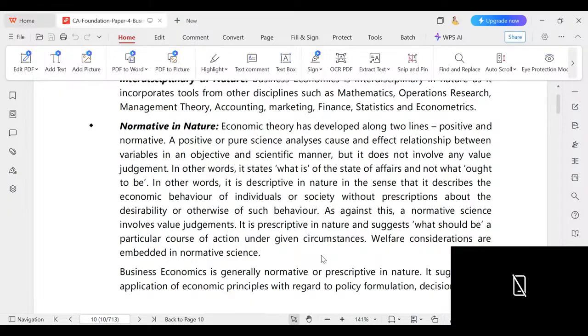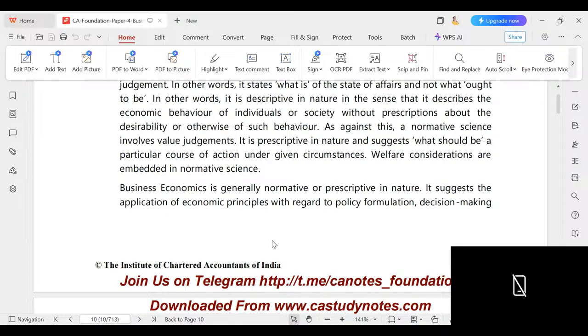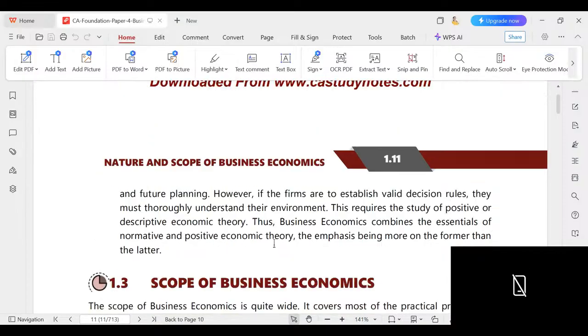In a normative science only suggestions are given, not the solution. If solutions are given, it is positive in nature. But business economics is normative in nature. It says what should be done. It suggests what should be a particular course of action under given circumstances. So the welfare considerations are embedded in normative science. Business economics is generally normative and prescriptive in nature. So it suggests the application of economic principles with regard to policy formulation and decision making.